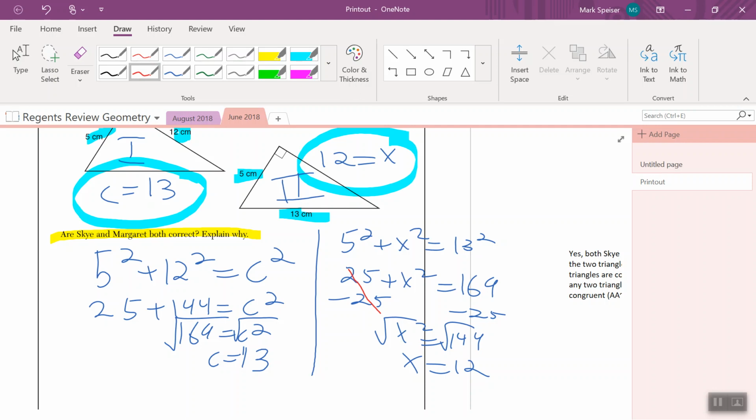Square root of x squared is x. Square root of 144 is 12. So the missing side is 12. So each one of these is in centimeters. Now we have to actually write a conclusion. This gets you no credit, finding the missing side.